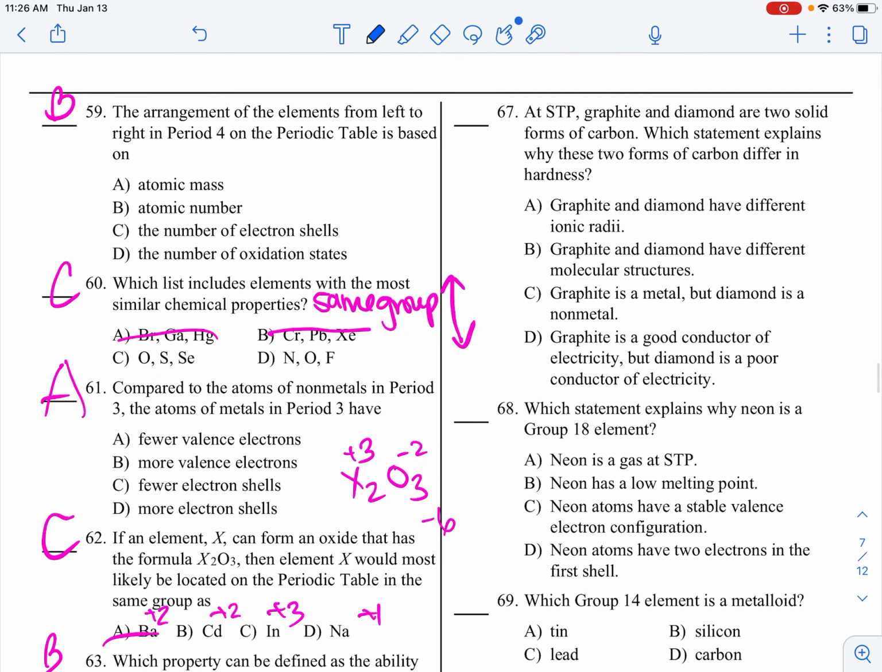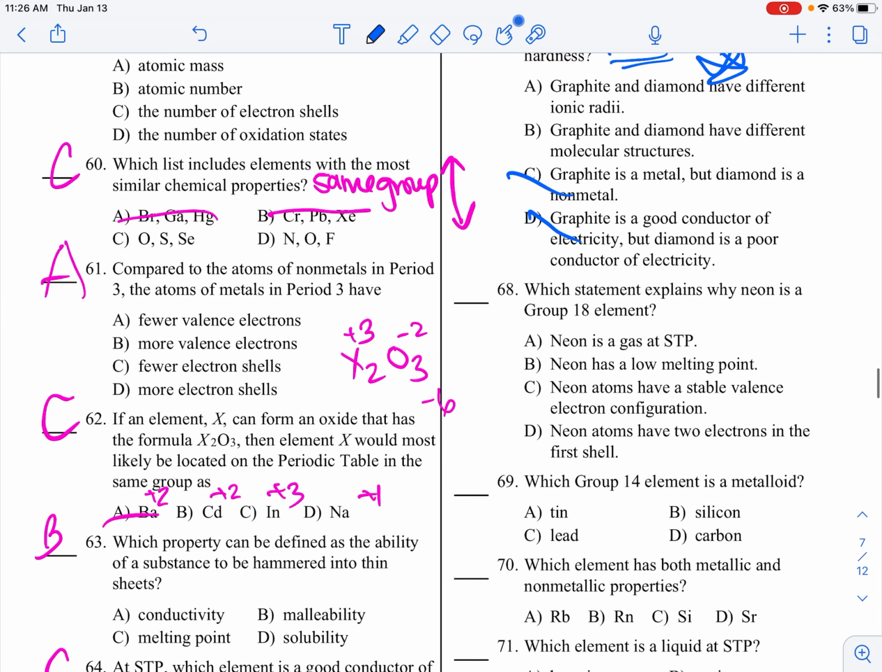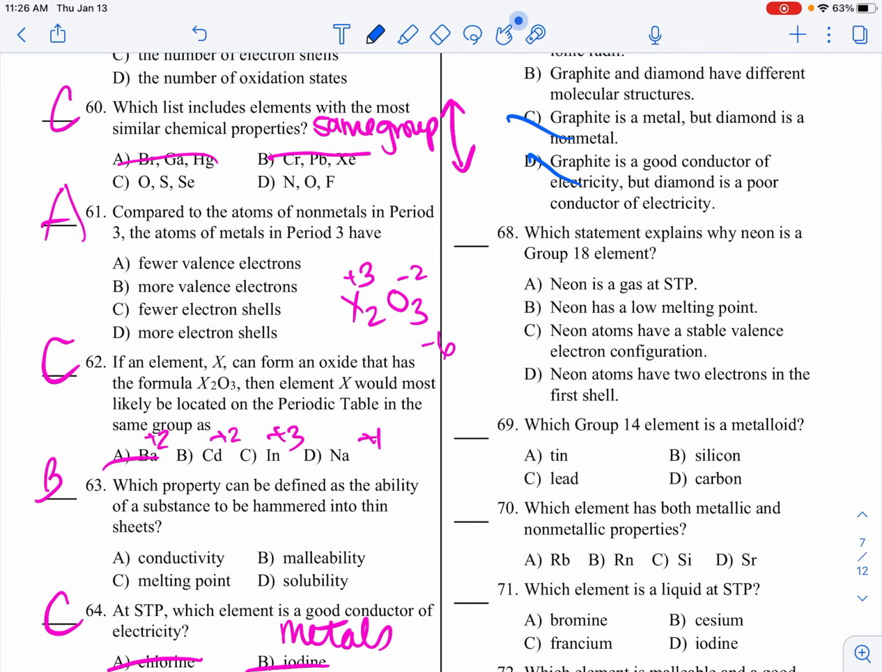At STP, graphite and diamond are two solid forms of carbon. Which statement explains why these forms of carbon differ in hardness? It would be the arrangement of atoms, where graphite is in sheets and diamond is interconnected. So graphite and diamond have different molecular structures is our answer. Graphite is a metal, but diamond is non-metal? No, they're all carbon. Good conductors and poor conductors? No, they're all non-metals.